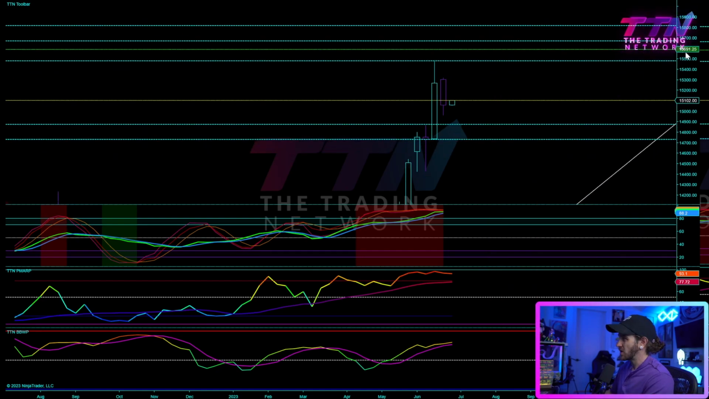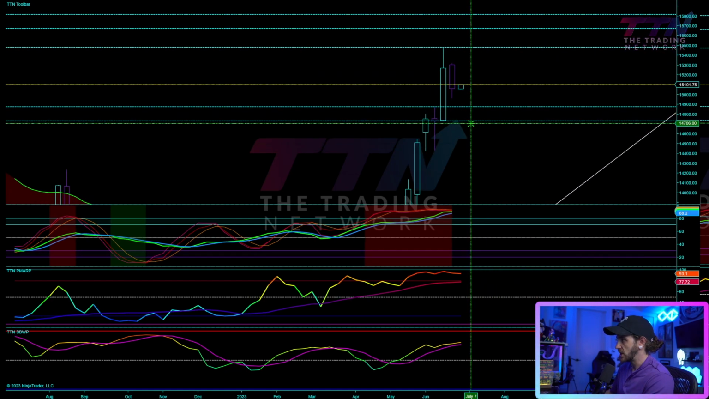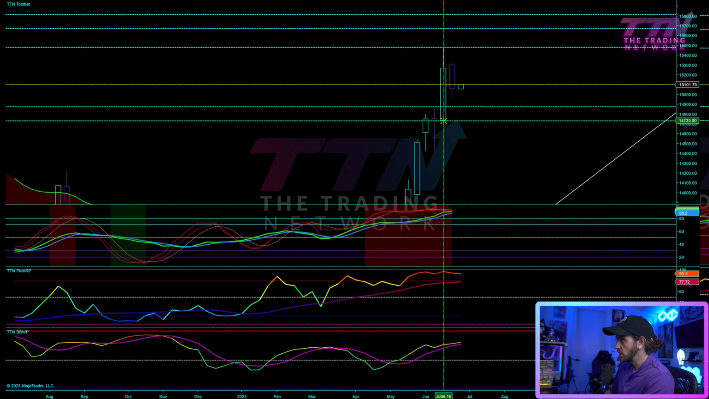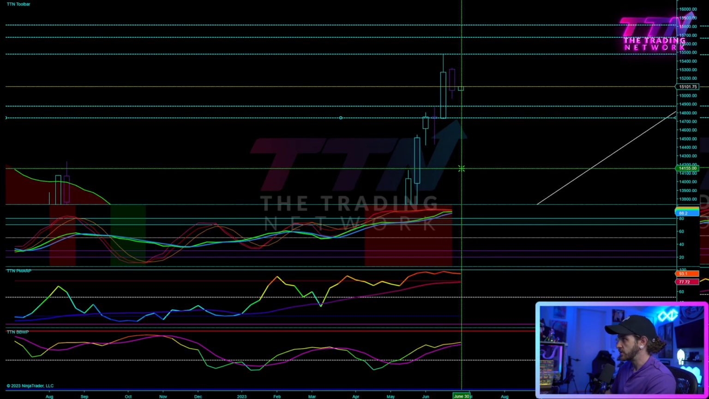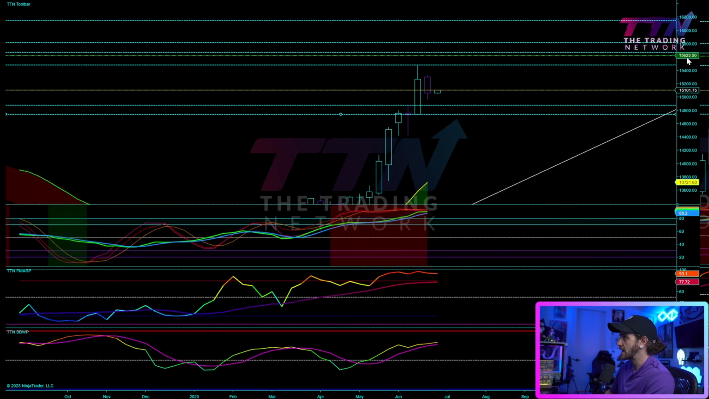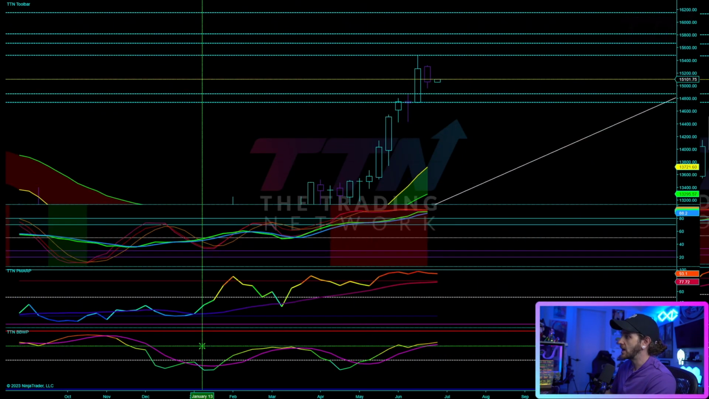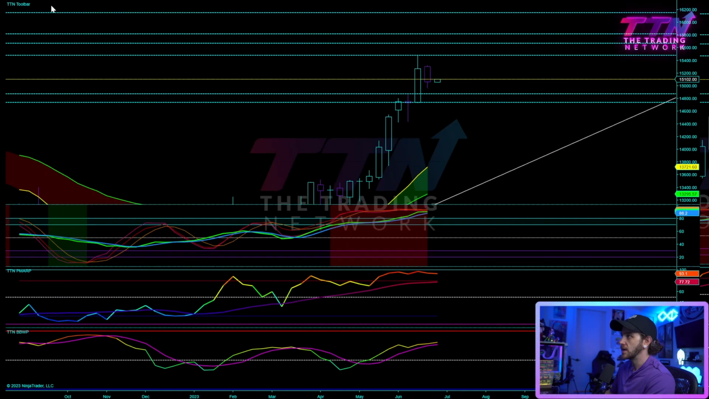And then probably into the 750-ish area. This is 14,732. I'm marking off right here. But I think it's important to treat these as zones instead of, you know, specific static levels. So that's what I'm looking at on the weekly candlestick chart for NQ.